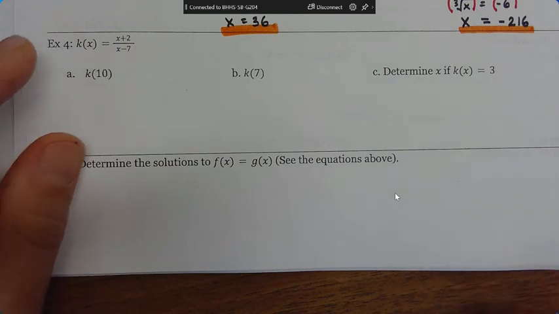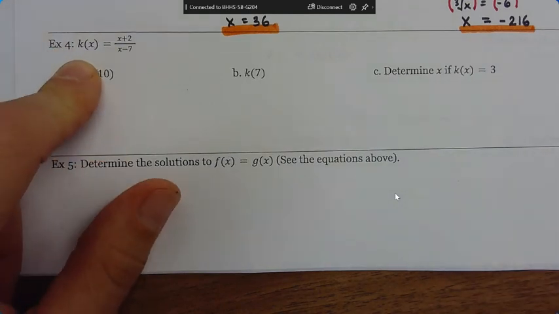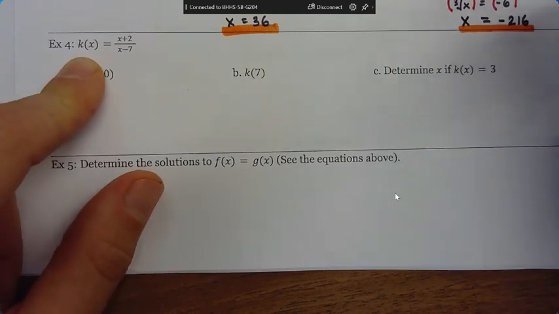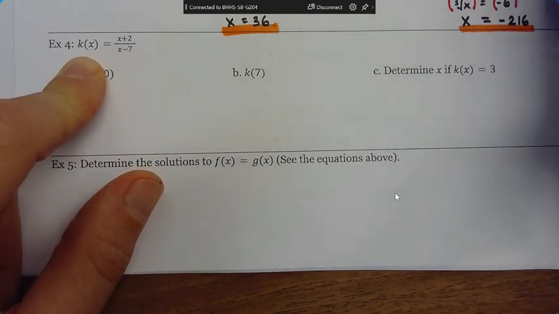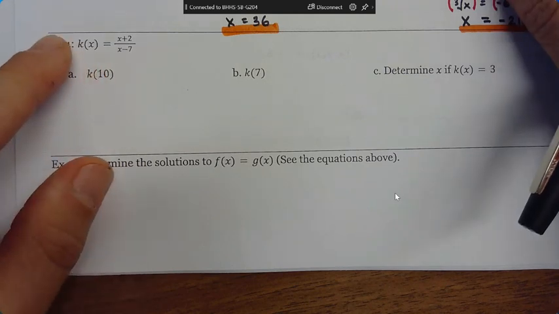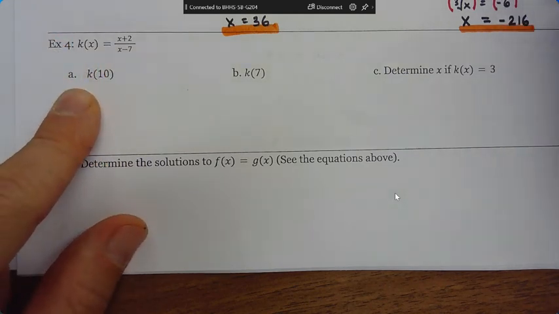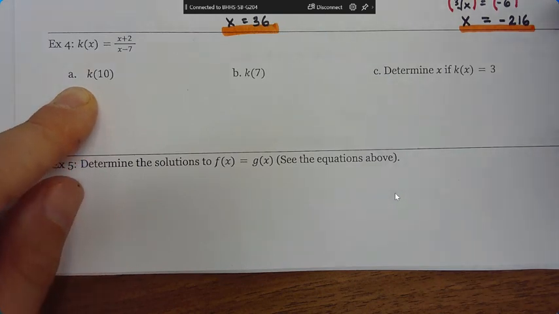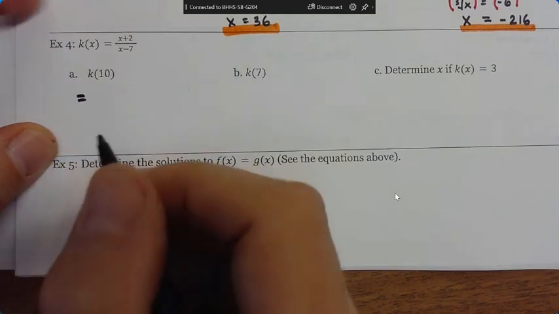Let's go to number 4. Here's k of x. K is for Kevin. Okay. Yeah, let's go with Kevin. I like Kevin better. So here's Kevin, and I'm looking at A right here, and 7. What are we going to do with Kevin? You're going to plug in 10. Okay, so what would that look like?